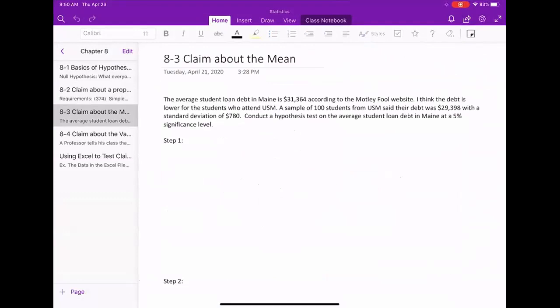And so today, we are going to do two other examples. We are going to do a hypothesis test on the mean, which is section 8.3. We are going to do a hypothesis test on the variance, which is section 8.4. On Tuesday, I will show you how to take raw data and go from start to finish of a hypothesis test.